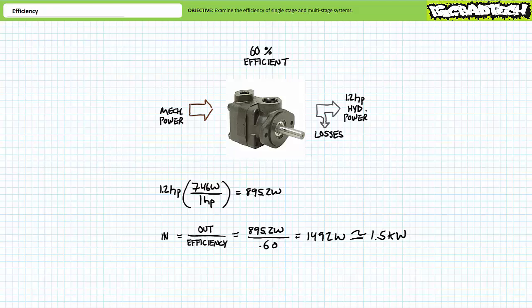Check your work. Given losses always occur, input is greater than output, as we'd expect.